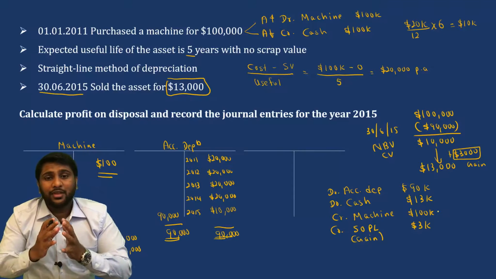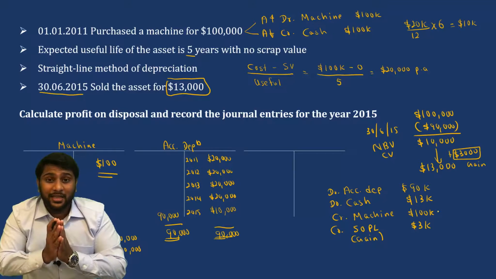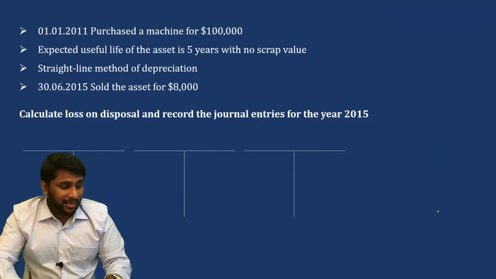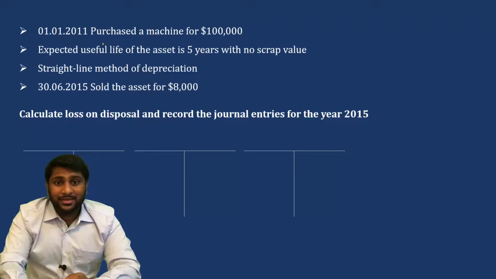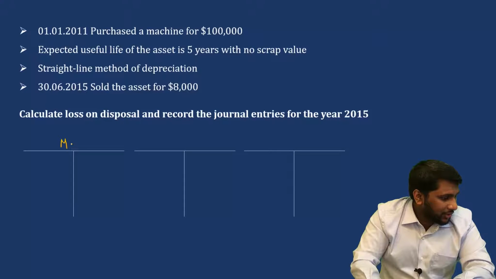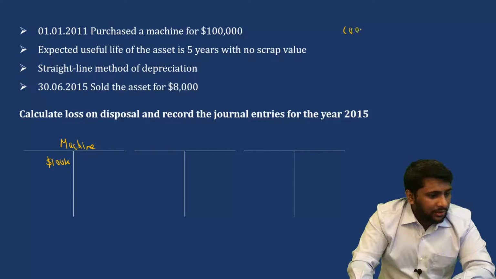So this is how you have to calculate the gain on disposal, and this is how you have to record the journal entries. Now let's see how to calculate the loss on disposal for such a transaction. Again, I have given the same numbers and I have changed only the amount that you are selling the asset for. So if you take the cost of the machine, how much is that? 100,000 US dollars. Machine, 100,000 US dollars. Okay. And again, 5 years, no scrap value. That means 100,000 minus 0 divided by 5.